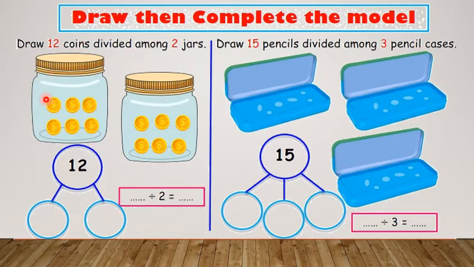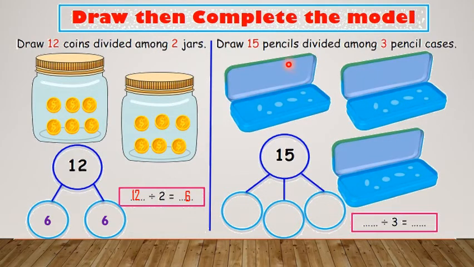So how many does each jar have? 1, 2, 3, 4, 5, 6. So this means if I split 12 into 2 parts, each part will have 6. And how I represent it in math using the division equation is 12 divided by 2 will give me 6 in each jar.